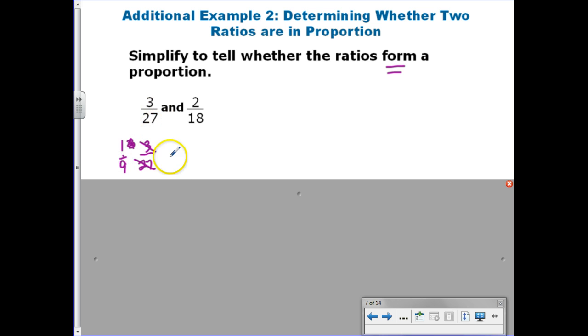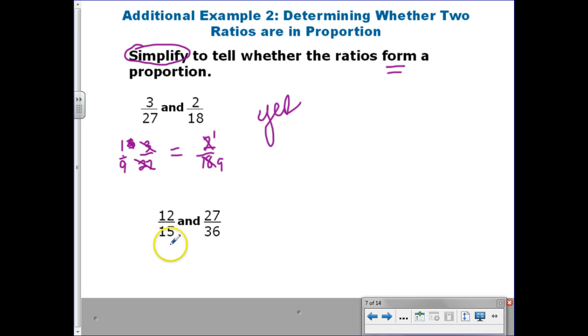So 3/27 is really the same as 1/9. And guess what? 2/18. If I simplified this one, dividing by 2, that's also 1/9. Yes, indeed they are equal. These directions said simplify, put them in simplest form, and there's how you could show that. So this one you would say yes, because 1/9 equals 1/9. These guys, 12/15 and 27/36. Ugh. Let me see.